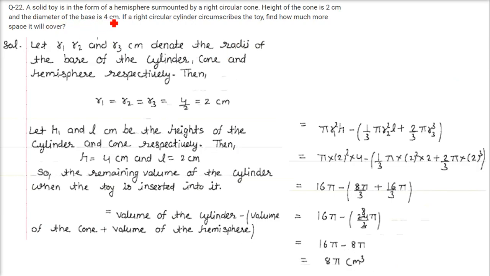A solid toy is in the form of a hemisphere surmounted by a right circular cone. Height of the cone is 2 centimeter and the diameter of the base is 4 centimeter. If a right circular cylinder circumscribes the toy, find how much more space it will cover. So there is a solid toy in the form of a hemisphere, surmounted by a right circular cone. Here is a hemisphere and this is surmounted by a cone.